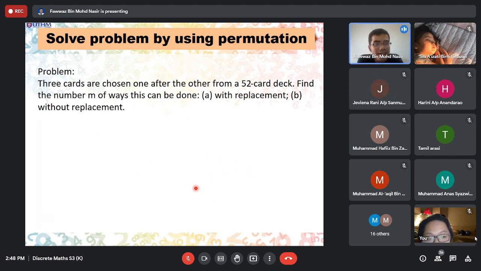Okay, so we look at the next example. Three cards are chosen one after another from a 52 card deck. Find the number of ways this can be done: A, with replacement, and B, without replacement.